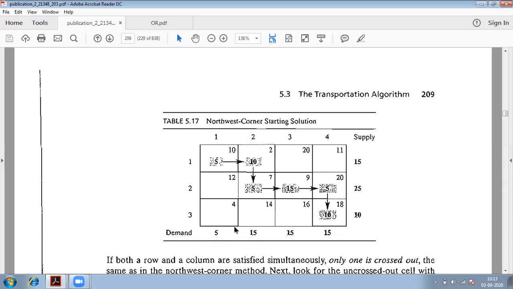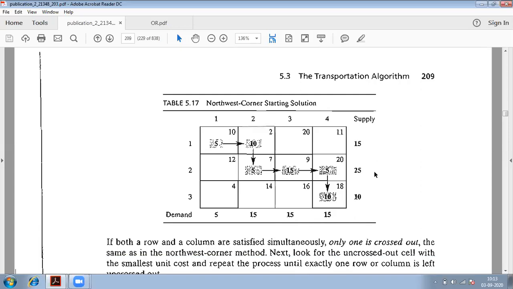Before that, I forgot to tell one more thing. This is demand and supply. You have to check whether demand and supply are equal or not. If they are equal, it is called a balanced transportation problem. If they are not equal, it is called an unbalanced transportation problem. Accordingly, you have to create either a vertical column or a horizontal row to balance this demand and supply.